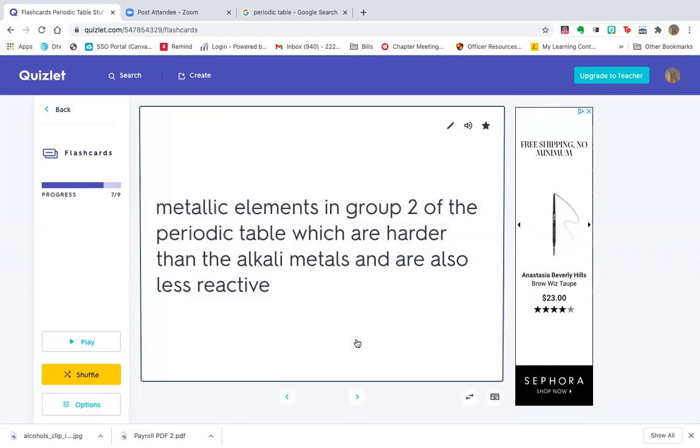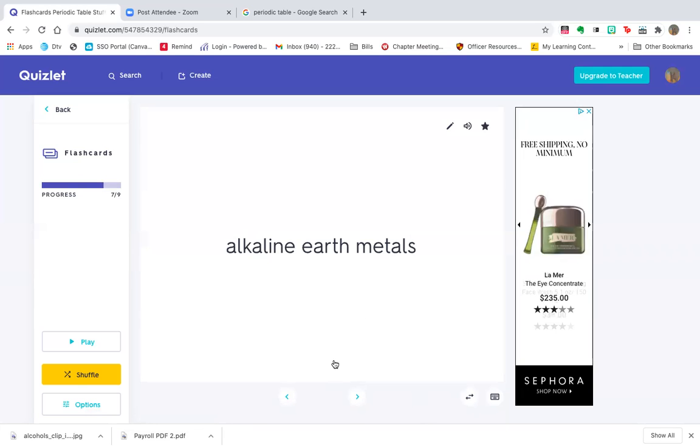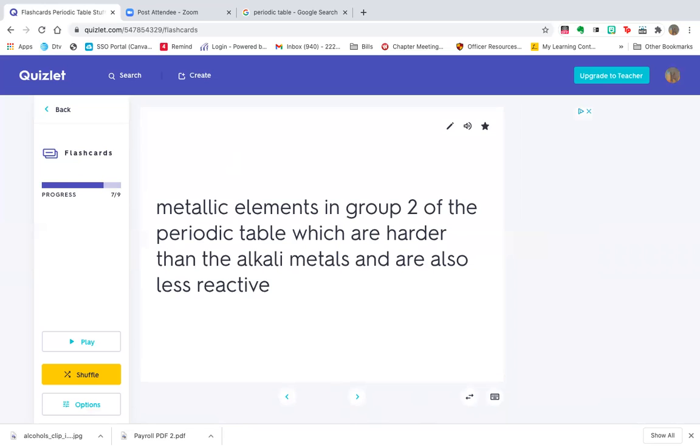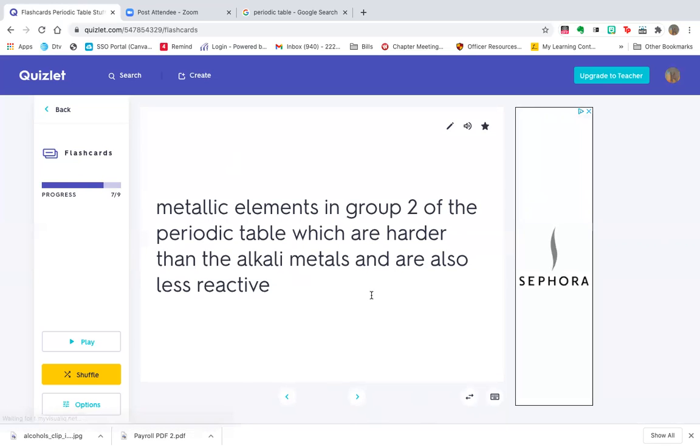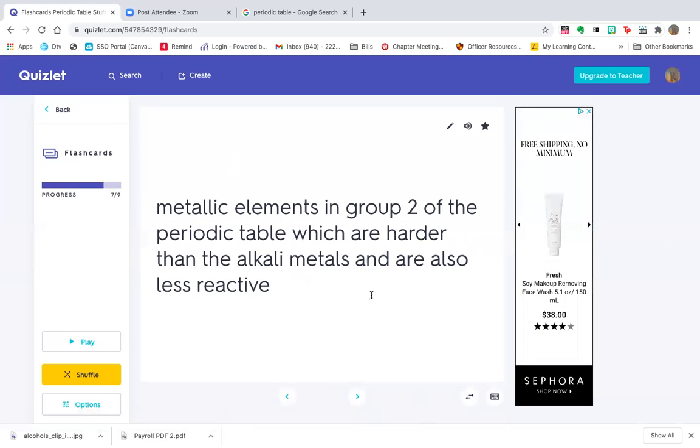And then we have the alkaline earth metals. That's going to be your elements in group 2. They're harder than the alkali metals, which means they're less malleable, I guess is the best way to say that, and they're less reactive. That's the only 2 things you really need to know. But they're going to be in group 2, right next to the alkali metals.